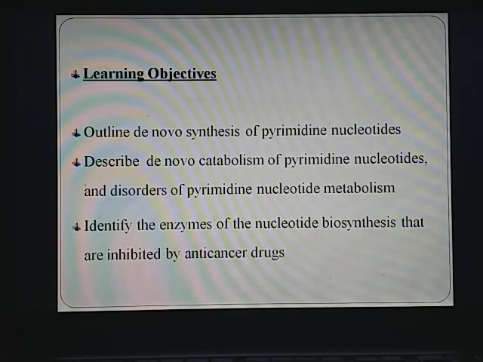The learning objectives of today's topic are: outline de novo synthesis of pyrimidine nucleotides, describe catabolism of pyrimidine nucleotides and disorders of pyrimidine nucleotide metabolism. Identify the enzymes of nucleotide biosynthesis that are inhibited by anti-cancer drugs. So at the end of today's topic, these objectives should be achieved.